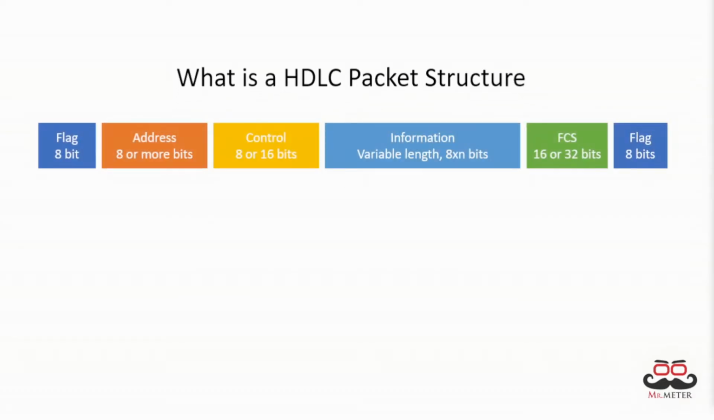This is the basic structure of an HDLC packet. The flag field is the start and the end indicator of a frame. It uses a delimiter of 7E.